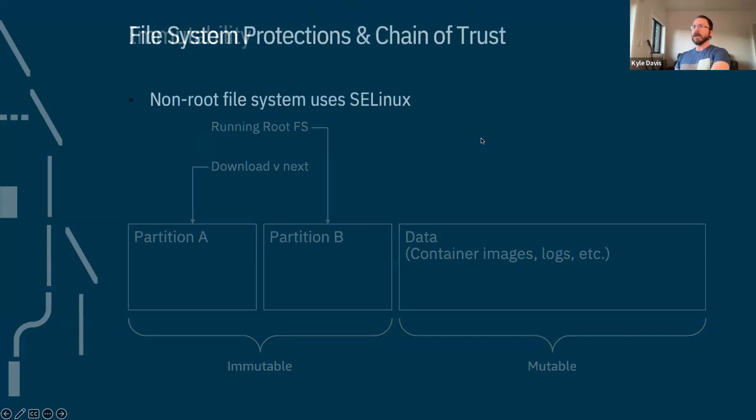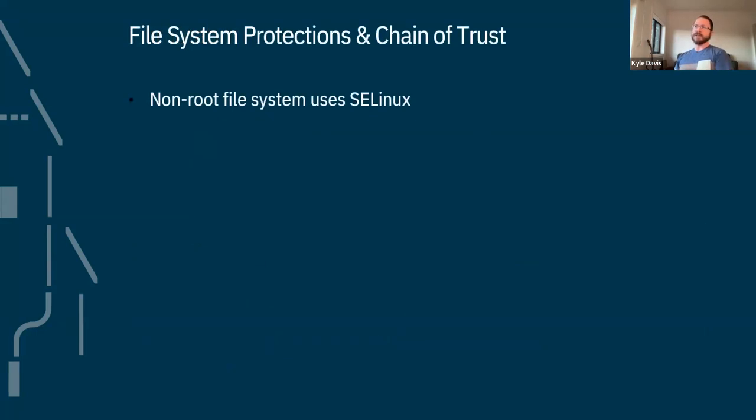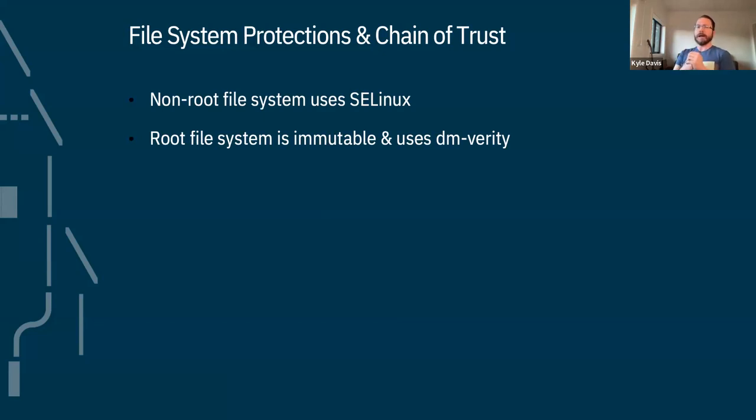I agree entirely. So, file system protections and chain of trust: the non-root file systems, the mutable part, are protected by SELinux. And the root file system is immutable, read-only, and it uses dm-verity. dm-verity, if you don't know, is actually a really interesting piece of software that uses cryptographic digests to detect any changes on the block device itself. And if any change happens on that block device, it will trigger a reboot. So it goes down to the bit level. So that provides a high degree of certainty that no changes have been made.